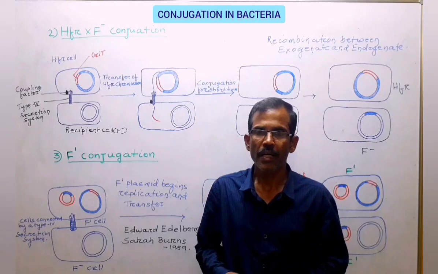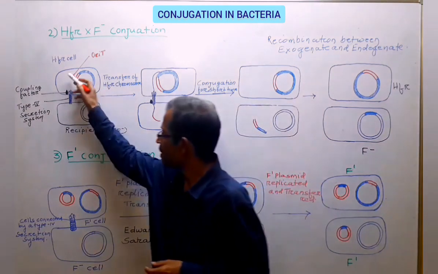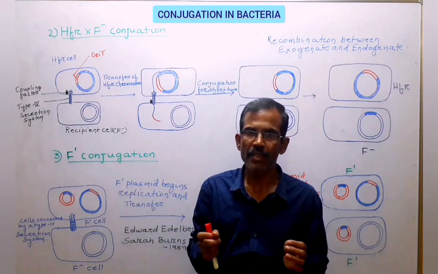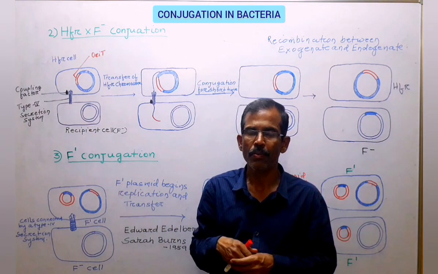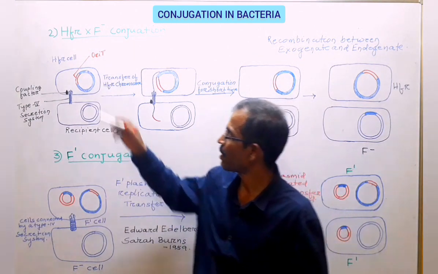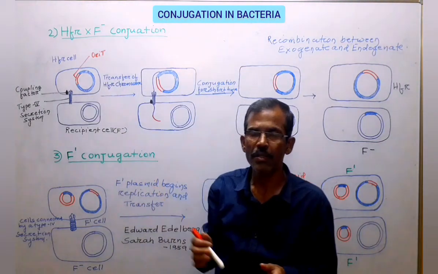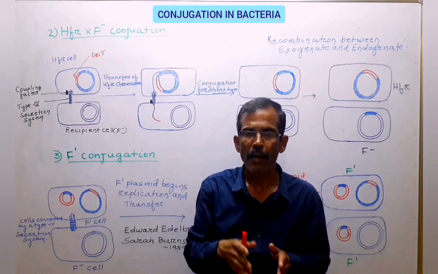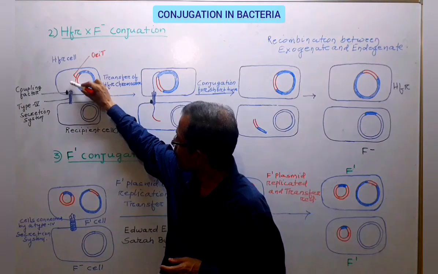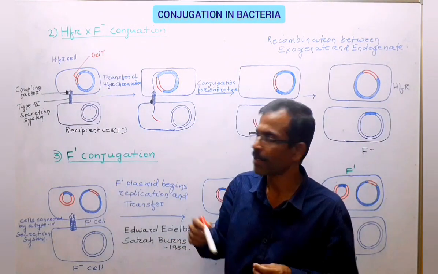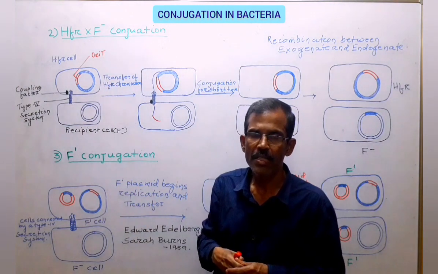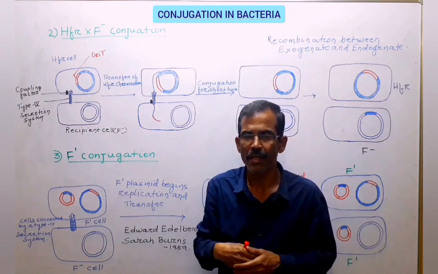The second type of donor cell is the Hfr cell, which is produced by the integration of the F factor into the bacterial chromosome by site-specific recombination events. The mechanism of Hfr into F minus conjugation is similar to that of F plus into F minus conjugation. First of all, the donor and the recipient bacterial cells are connected by a type 4 secretion system. After that, transfer and replication is initiated.